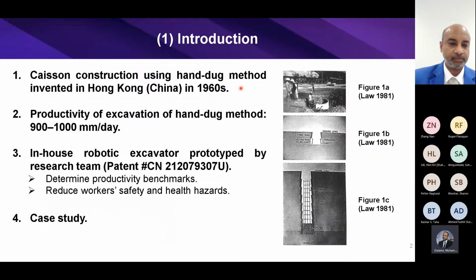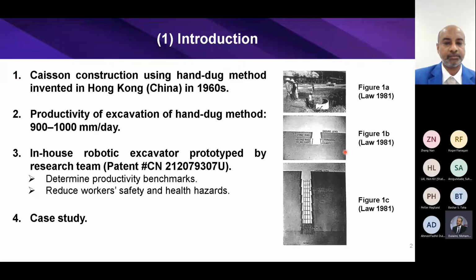Introduction. Kherson is a circular concrete pile constructed using a manual method, so it is also called hand-dug Kherson. It was a construction method invented in Hong Kong in about the 1960s. The worker first digs the shaft to a depth of 900 to 1000 millimeters, and then casts the concrete ring to support the surrounding soil. The next day, the worker repeats the step until reaching the required depth.